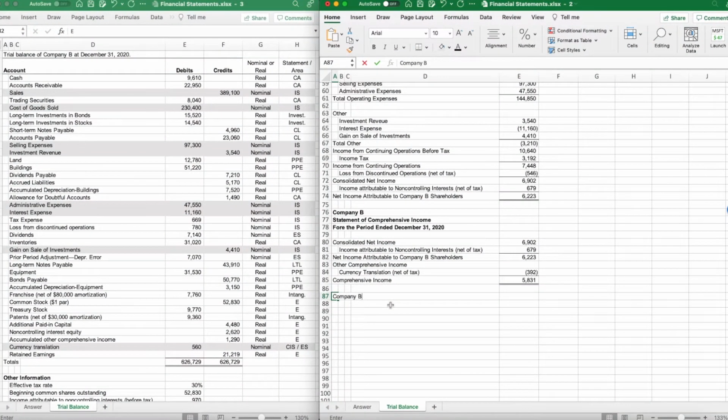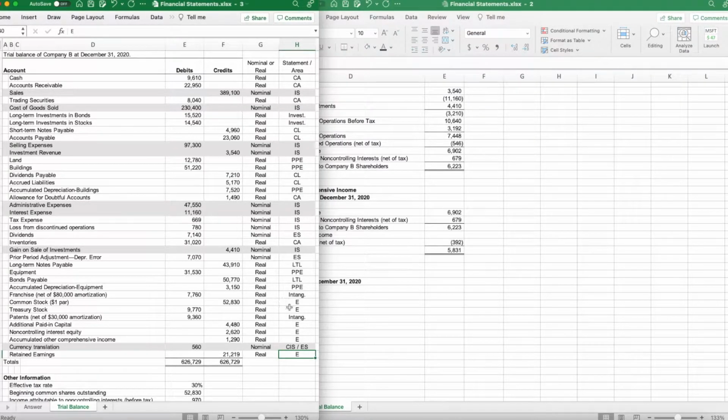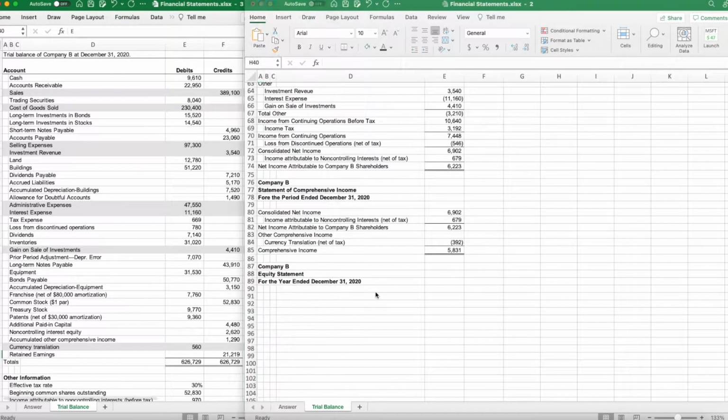For company B, I'm going to do my equity statement for the year ended December 31st, 2020. So that is still for a period. With our equity statement, it's going to be a little different because we put columns for all of our individual equity accounts right along here. So I have common stock, I have treasury stock, additional paid-in capital, non-controlling interests, accumulated comprehensive income, and retained earnings. So I have 6 separate equity accounts that all need to get lined up here.